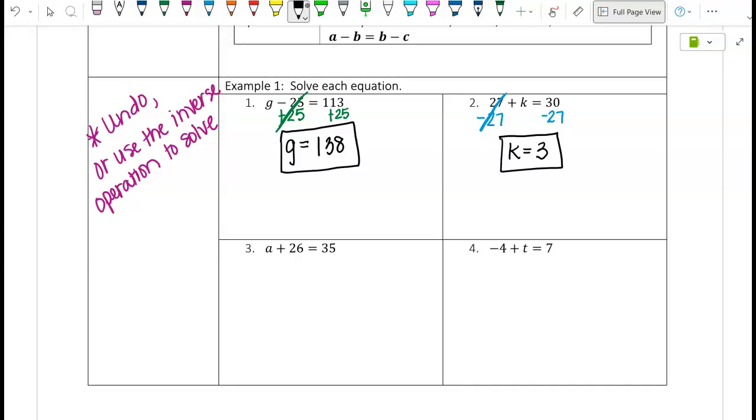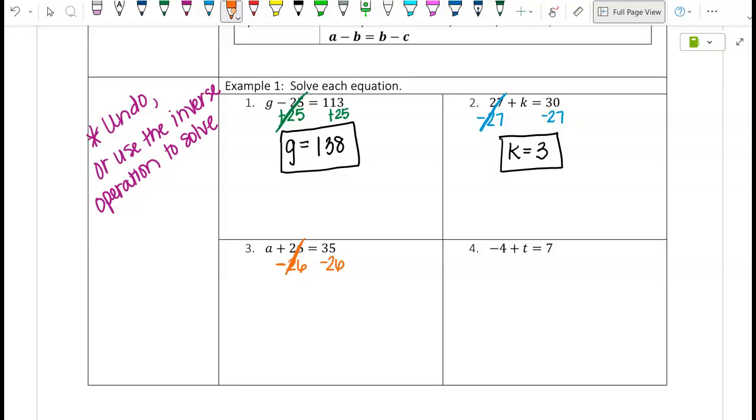Number 3, a plus 26 equals 35. Again, our goal is we want to have a by itself to find out what it equals. So what is the inverse operation of plus 26? Minus 26. And again, if I do that on the left side of the equal sign, I have to do that on the right side.